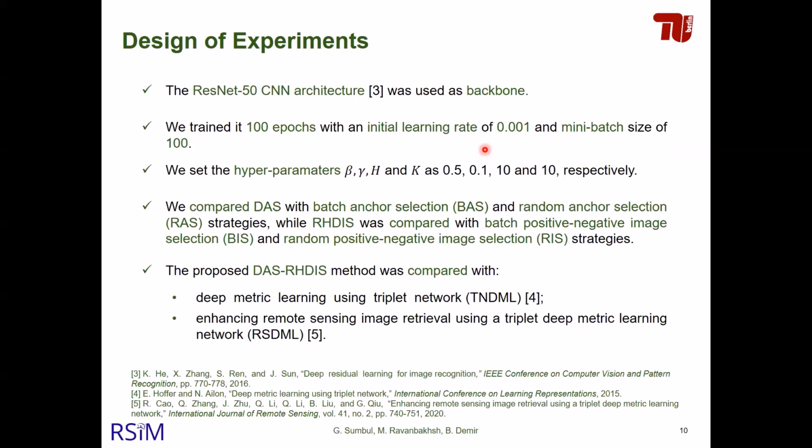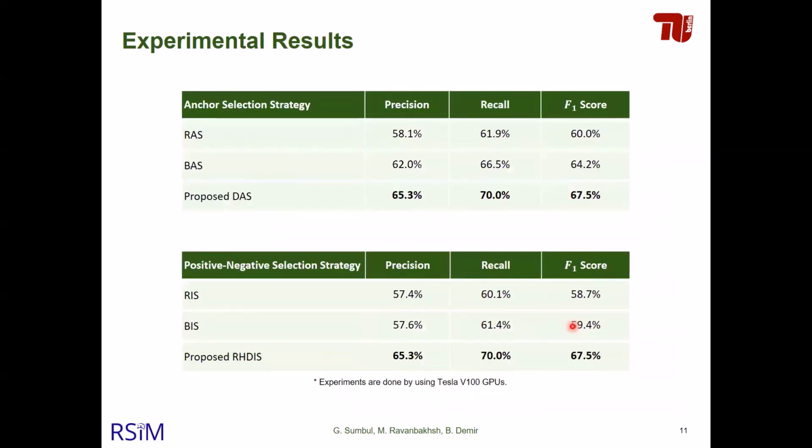We compare the proposed triplet sampling method with two methods. The first method randomly selects both anchor and positive and negative images, and the second method uses all the possible triplets. For the experiments, we created the train, test and validation sets. The validation set is used to select query images, while images were retrieved from the test set. In the first table, you can see the comparison of anchor selection strategies when the proposed positive and negative image selection was used for all of them.